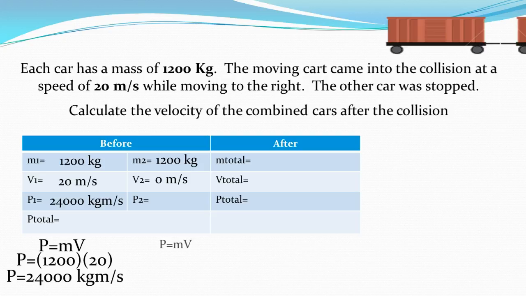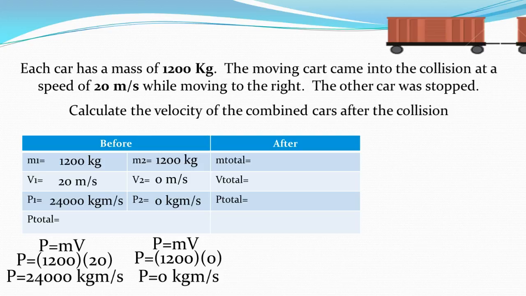The second car is not moving. Anything times 0 is still 0. So we end up with 0 kilogram meters per second. To find the total momentum before, add up both objects' momentums. 24,000 plus 0 gives me 24,000 kilogram meters per second. This momentum transfers after the collision. So if it's 24,000 kilogram meters per second before collision, it's going to be 24,000 kilogram meters per second after the collision. This is the total momentum of both carts together.